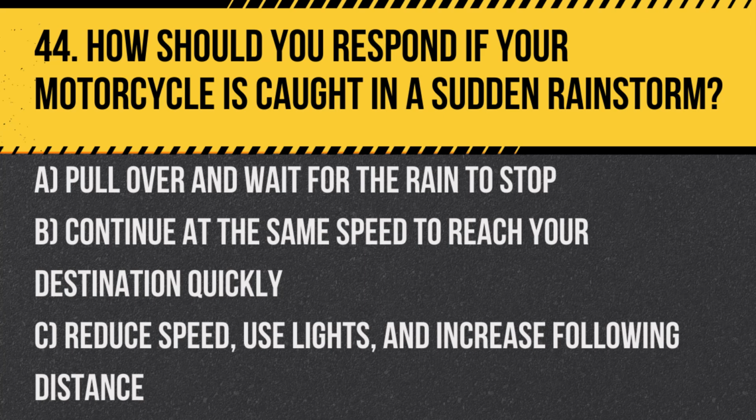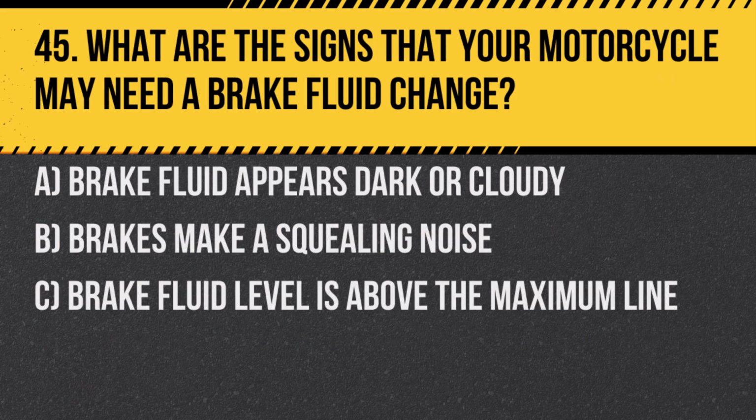A. Pull over and wait for the rain to stop. B. Continue at the same speed to reach your destination quickly. C. Reduce speed, use lights, and increase following distance. Answer: C. Reduce speed, use lights, and increase following distance. This response enhances safety by adjusting to reduce traction and visibility. Question 45. What are the signs that your motorcycle may need a brake fluid change?